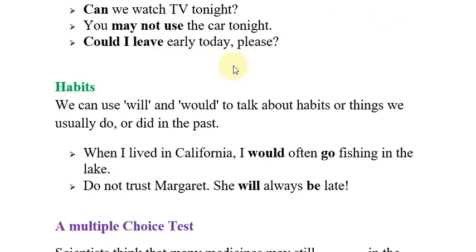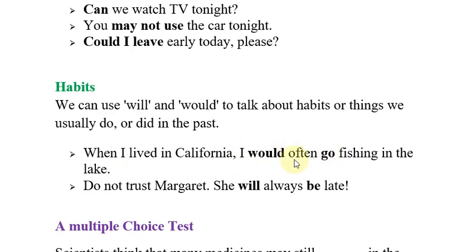And last but not least, we have habits. Habits. This is also something practical. We can use will and would to talk about habits or things we usually do or we usually did in the past. When I lived in California, I would often go fishing in the lake. When I lived there, I had the habit of going fishing in the lake.